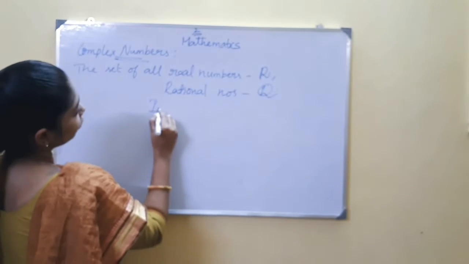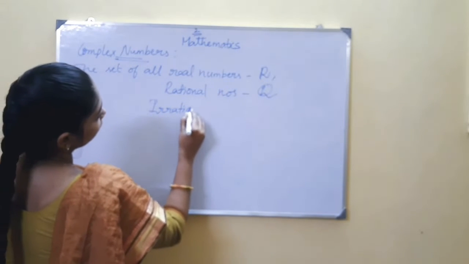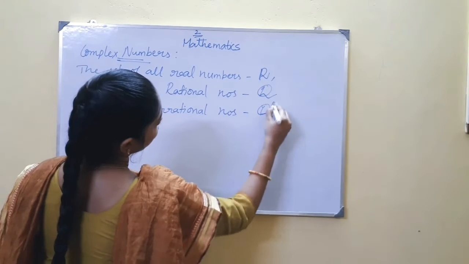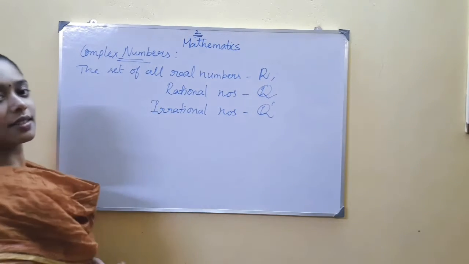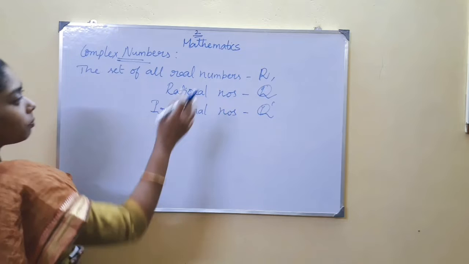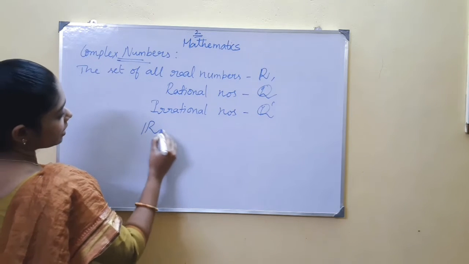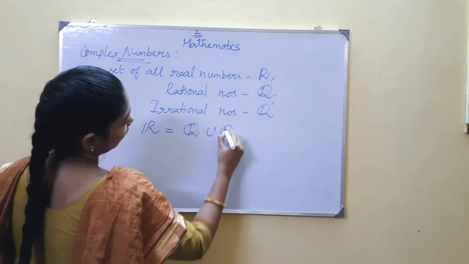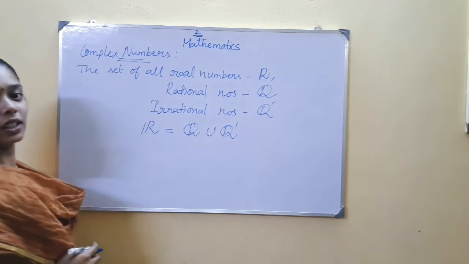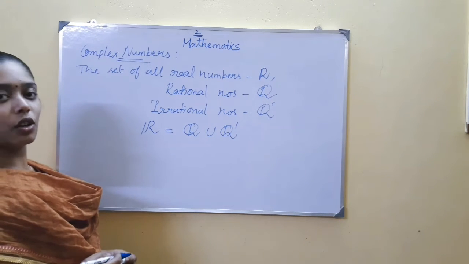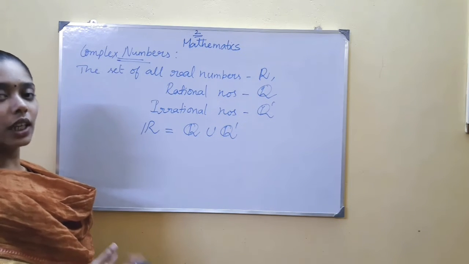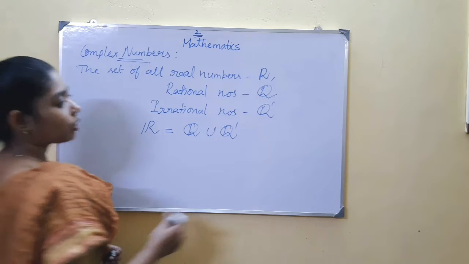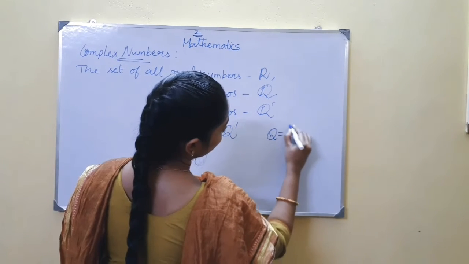I am denoting the set of all irrational numbers by Q dash. You know the real number line is the largest number line. So simply I can say the real number line is the union of rational and irrational numbers, because the rational numbers themselves include natural numbers, whole numbers, integers.